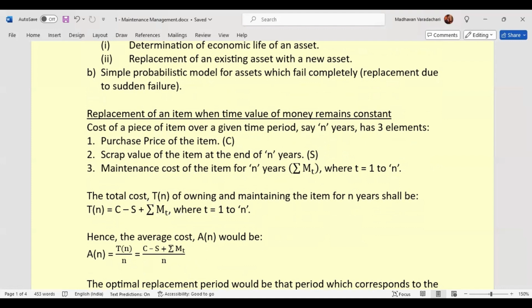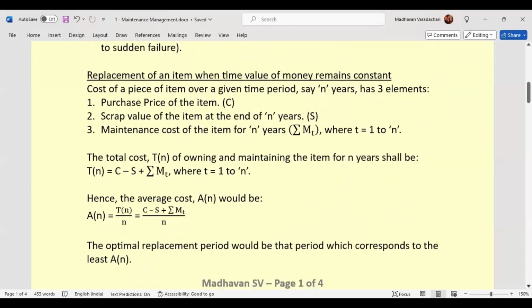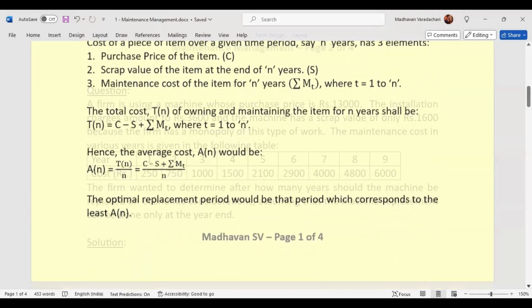Hence, the average cost A_n would be T_n divided by the number of years, which is C minus S plus summation M_t, whole thing divided by n. The optimal replacement period would be that period which corresponds to the minimum A_n. Now, to understand this concept, let us do one numerical problem.